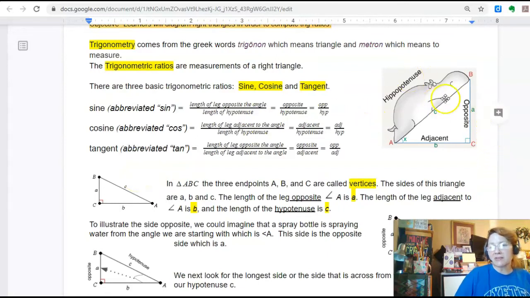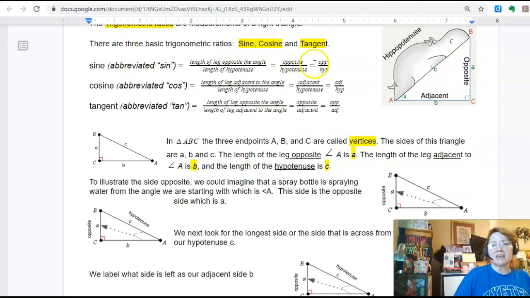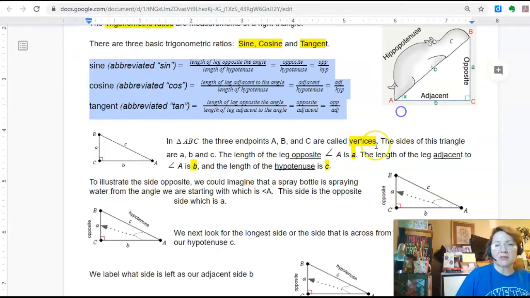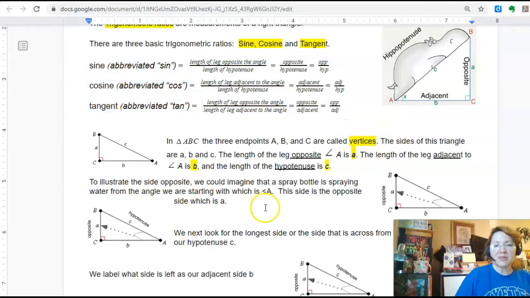This is just a little cartoon. It is not called the hypotenuse, it's called the hypotenuse, which we learned in our other lesson. Sine is opposite over hypotenuse, cosine is adjacent over hypotenuse, and tangent is opposite over adjacent. You just have to memorize them. We're going to give you something called SOHCAHTOA to remember them, but that is just a way to remember it. Okay, so triangle ABC has three endpoints.